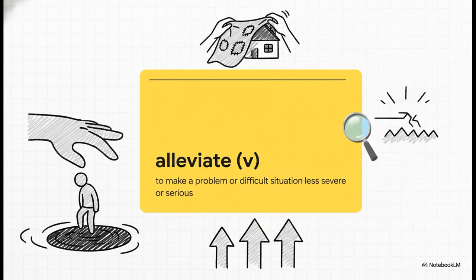So if something poses a problem, what do we want to do? We want to alleviate it. To alleviate something, and this is a verb, means to make a bad situation less severe. Notice I said less severe, not get rid of it completely. You can alleviate pain. You can alleviate poverty. It's all about reducing the negative impact. The noun form is alleviation.